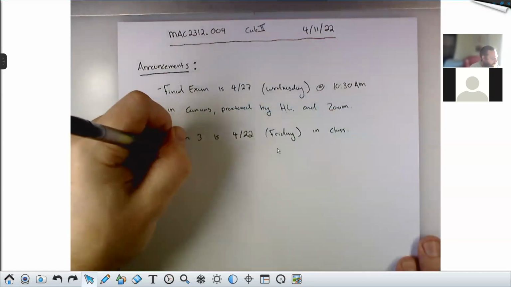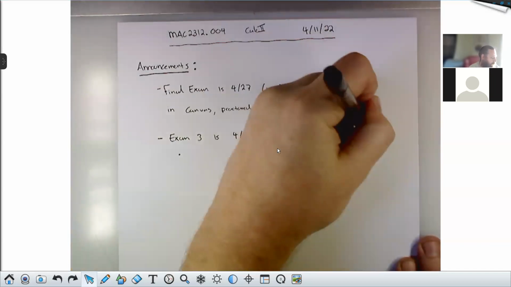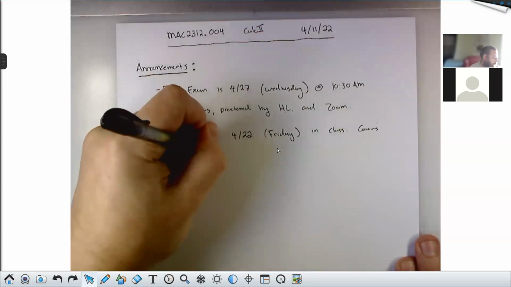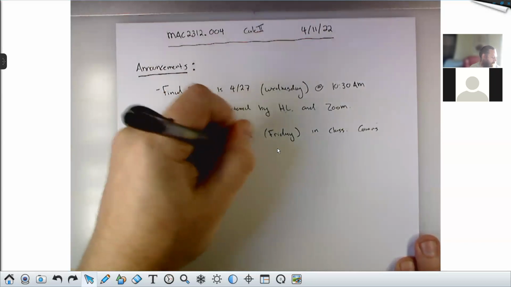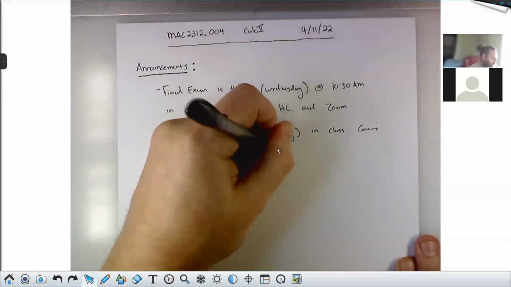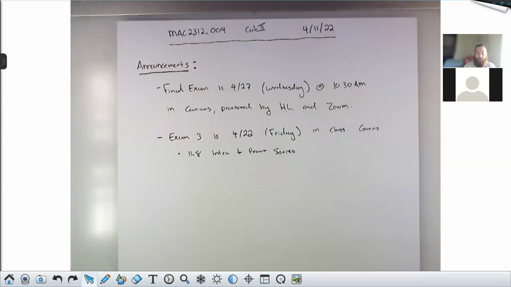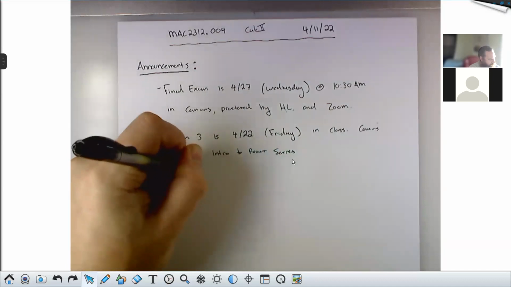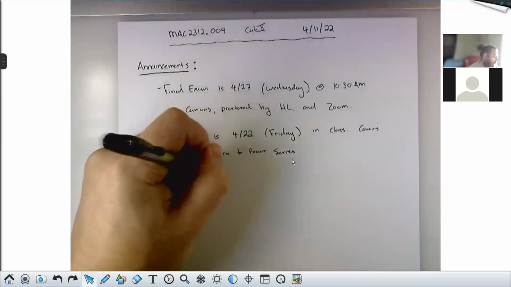I want to remind you what's covered on this. This covers section 11.8, which is on Intro to Power Series. So this is where we defined what the interval and radius of convergence are. And this is when we answer those questions about the symmetry of the interval of convergence, things like that. It's also where we started talking about geometric series as power series a little bit. We'll also cover section 11.9, which is on representing functions.